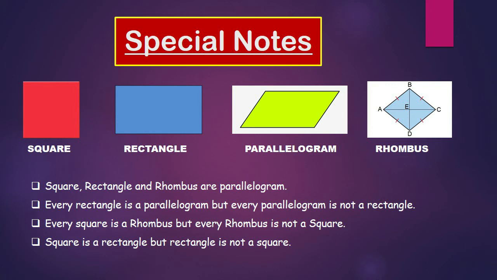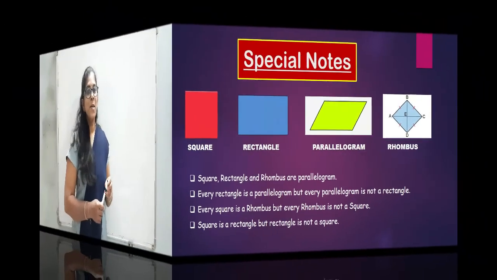Every square is a rectangle, but rectangle is not a square because a square follows all the properties of rectangle. That is, opposite sides are equal, each angle is 90 degrees. But rectangle is not a square because in rectangle, opposite sides are equal and in square, all four sides are equal. So these are some interesting facts about the quadrilaterals.